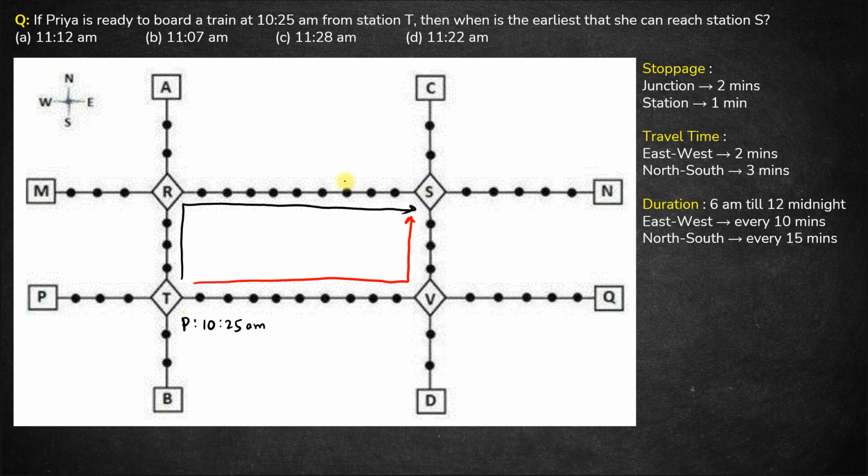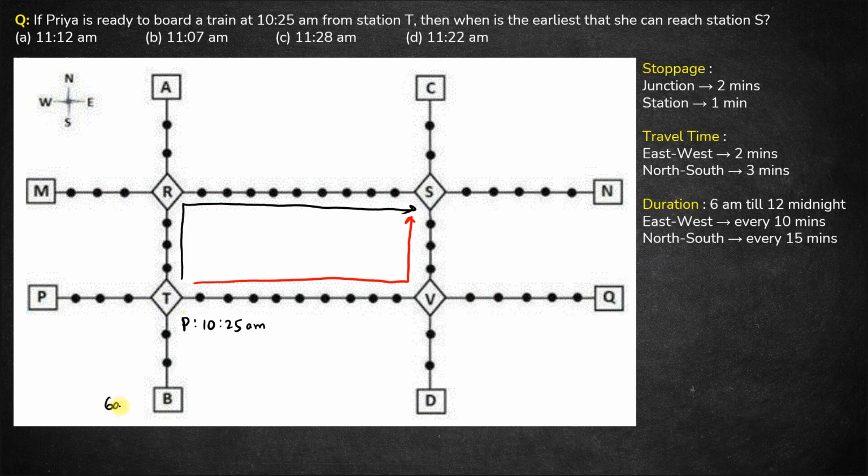Now if she has to take the TRS route, that means first she will have to take a train coming from B. She will board at T, go to R, and then from R she will have to take a train coming from M and board that train at R and go to S. Fine. So let's look at a train coming from B to T, which is the earliest train she can board if she reaches this station T at 10:25.